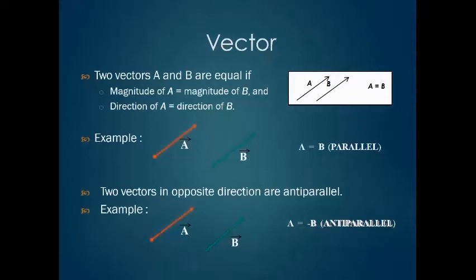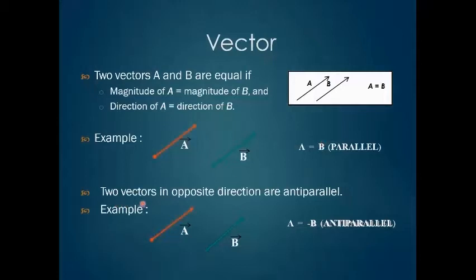So, two vectors, for example, vectors A and B, are equal if the magnitude of A is equal to magnitude of B. And the direction is also the same. So, contohnya macam yang ni, A dengan B ni, dia punya panjang sama. And then, dia punya arah pun sama. So, that means A and B is parallel.